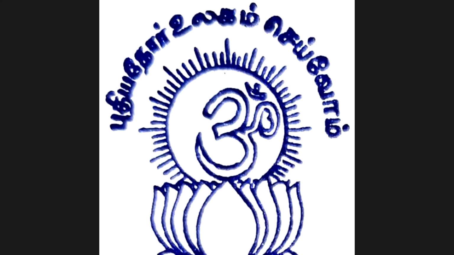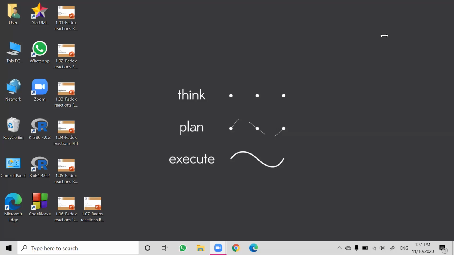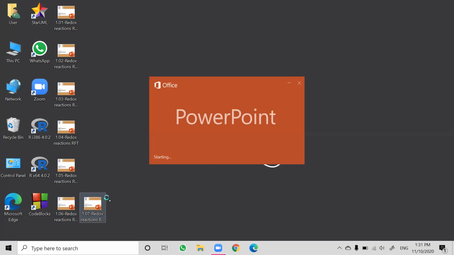So now we are going to discuss redox reactions. In the previous lecture, we have already done oxidation number and how to balance redox reactions by using the ion electron method and also the oxidation number method. Now in this class, we are going to discuss the last topic in this chapter, that is balancing redox reactions by partial equation method. Let us start now.